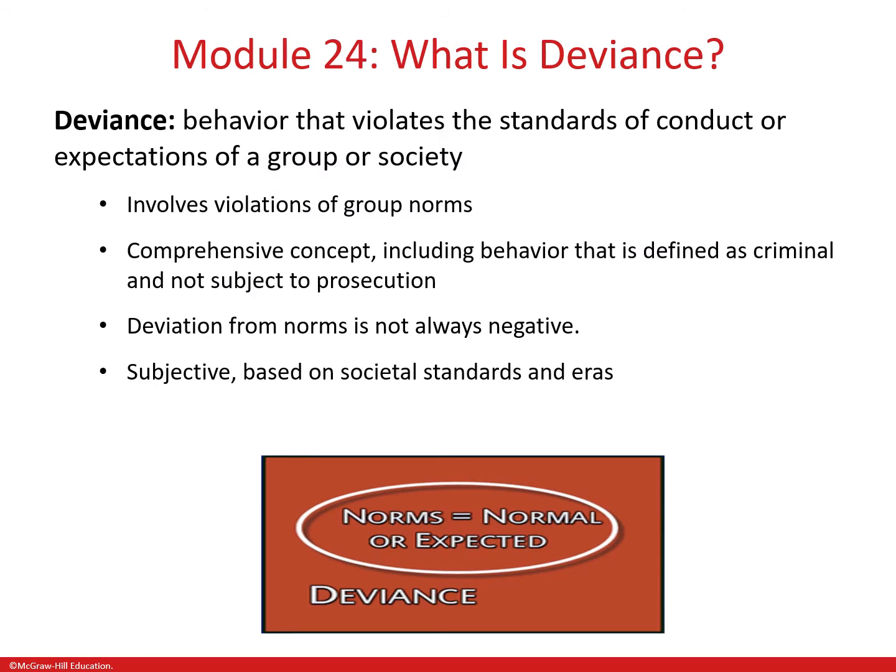Okay, so what happens when we deviate from society's norms? In this module, we're going to talk about what deviance is. Sociologists define deviance as behavior that violates the standards of conduct or expectations of a group or society. For example, criminals, alcoholics, compulsive gamblers, and the mentally ill are all considered to be deviants. However, being late or wearing jeans to a formal occasion are also considered deviant acts. Deviance involves the violation of group norms.